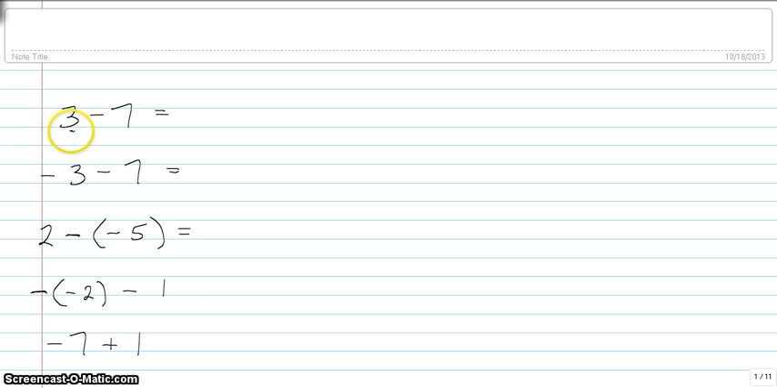So 3 subtract 7. When you subtract a number that is larger, you're going to end up with a negative answer, right? The difference between the two numbers is 4, but you subtracted a larger number. Now in the second one, I've got a negative number, and then I'm subtracting. So if I start out with a negative and I subtract, I don't have any choice but to have a negative answer, right?